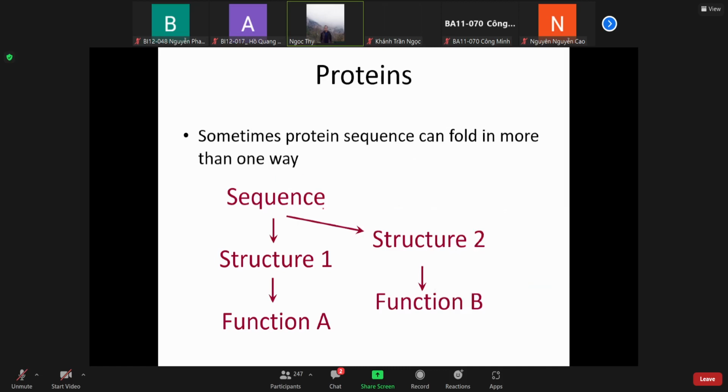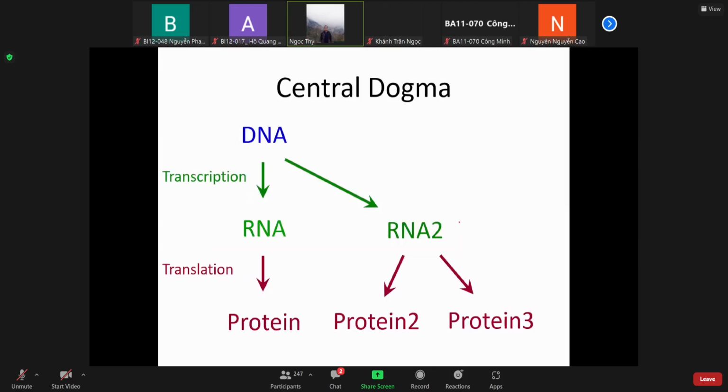As a consequence, from one sequence of amino acids, based on different post-translational modifications, different protein structures can form. So with one polypeptide sequence, we will have different isoforms of the protein, and different isoforms will maintain different functions.